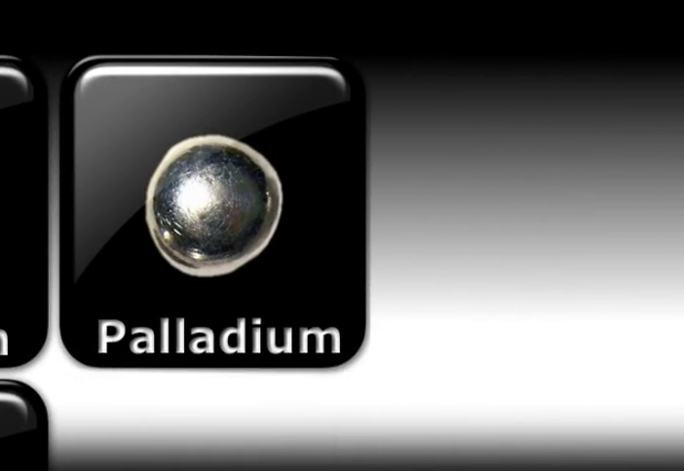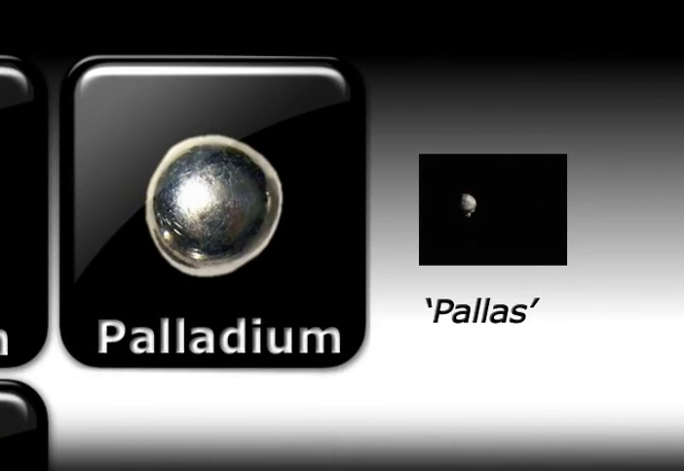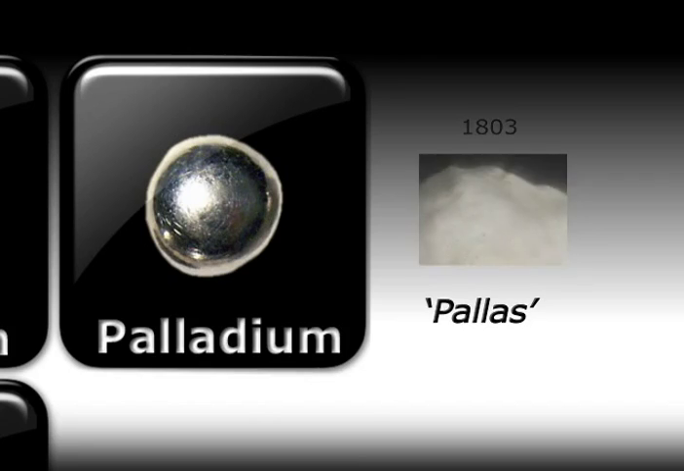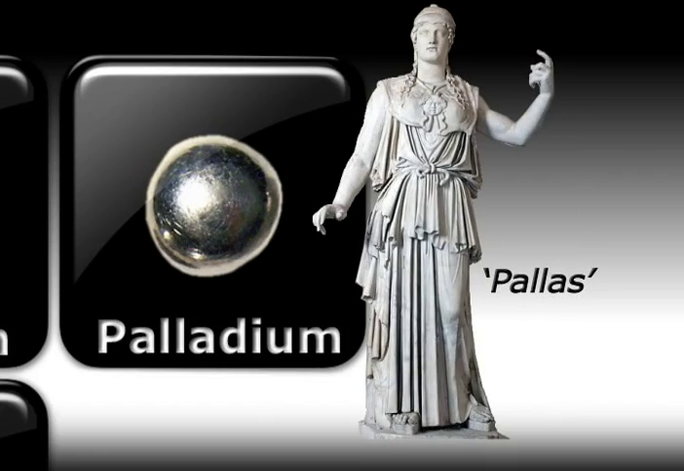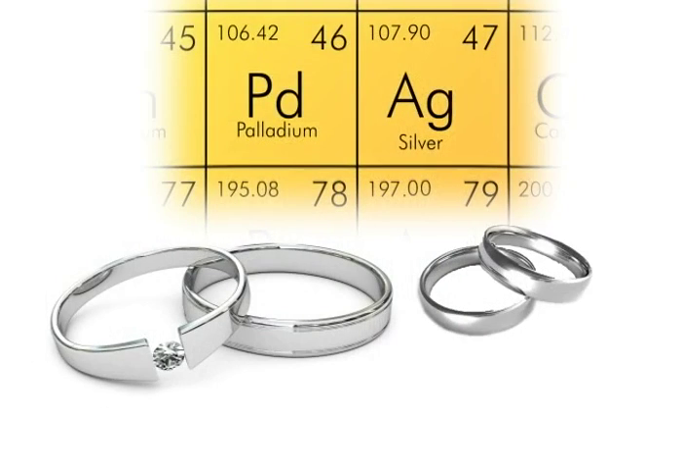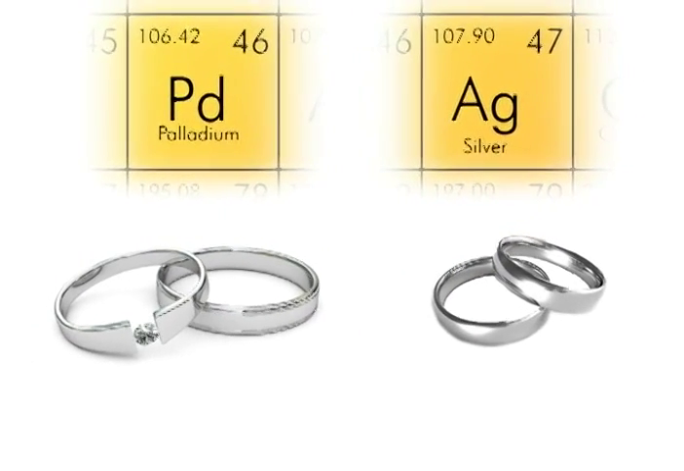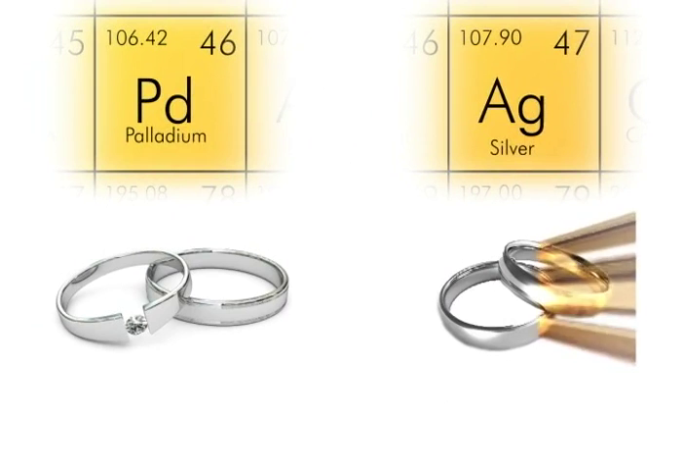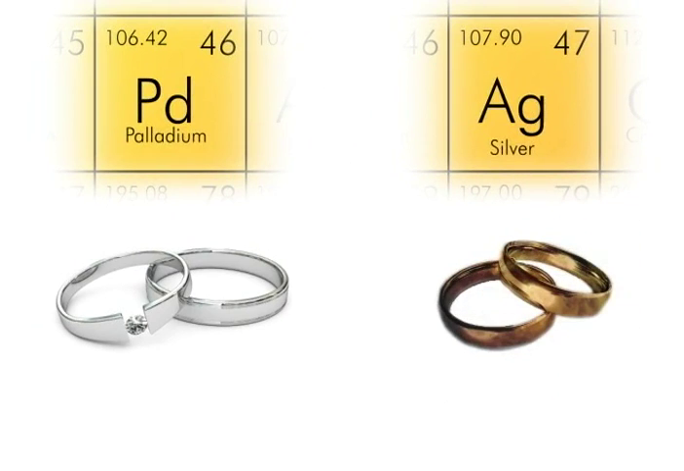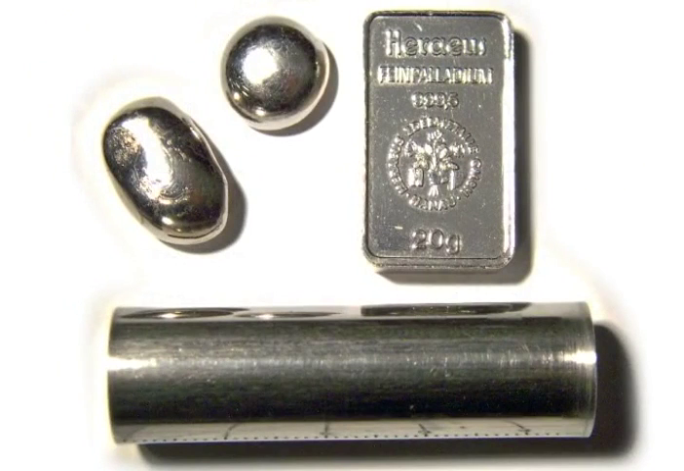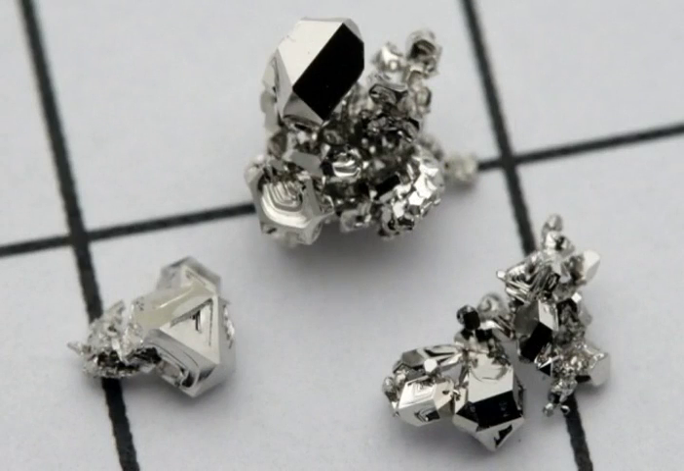Palladium. Palladium was named after the asteroid Pallas, which was also discovered in the same year of 1803. Pallas was the Greek goddess of wisdom. Palladium is shiny like its next-door neighbor silver, but it doesn't tarnish like silver. It is also about 40 times more expensive than silver. Being a noble metal and a platinum group member, most palladium is used in jewelry and surgical instruments and catalytic converters.